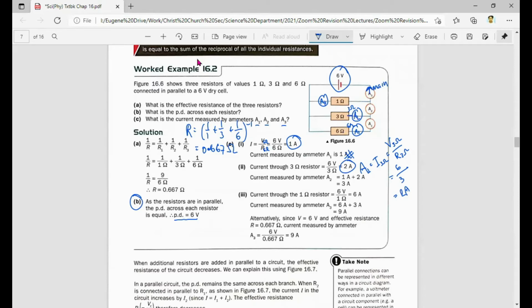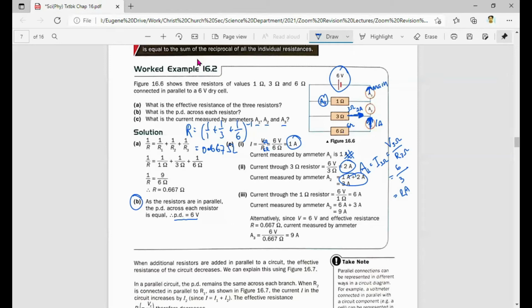Sorry, my mistake. This is actually not A2. A2 is the sum of 2 branches: the current through here plus the current here add up. So A2 measures the 1 ampere here plus the 2 ampere here. Therefore, A2's reading is 3 ampere. A2 does not measure the current across the 3 ohm; it measures the current of these 2 branches added up.